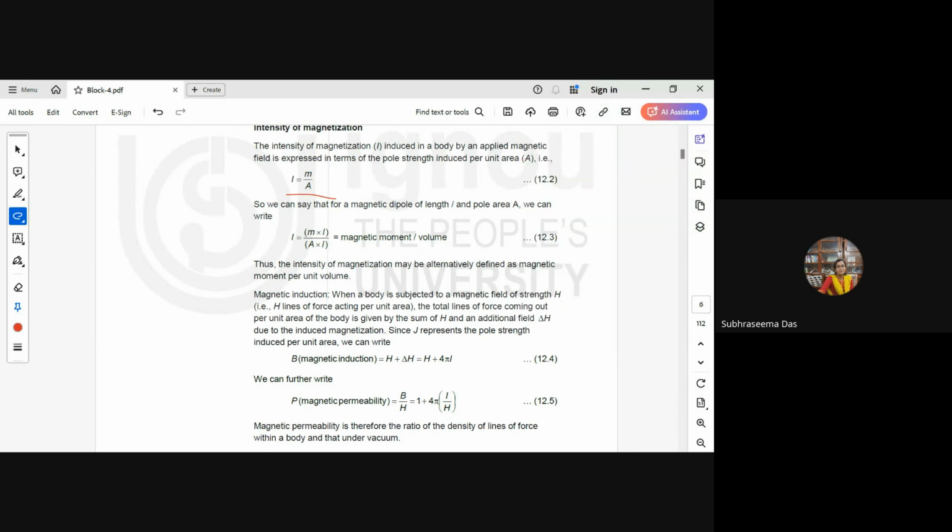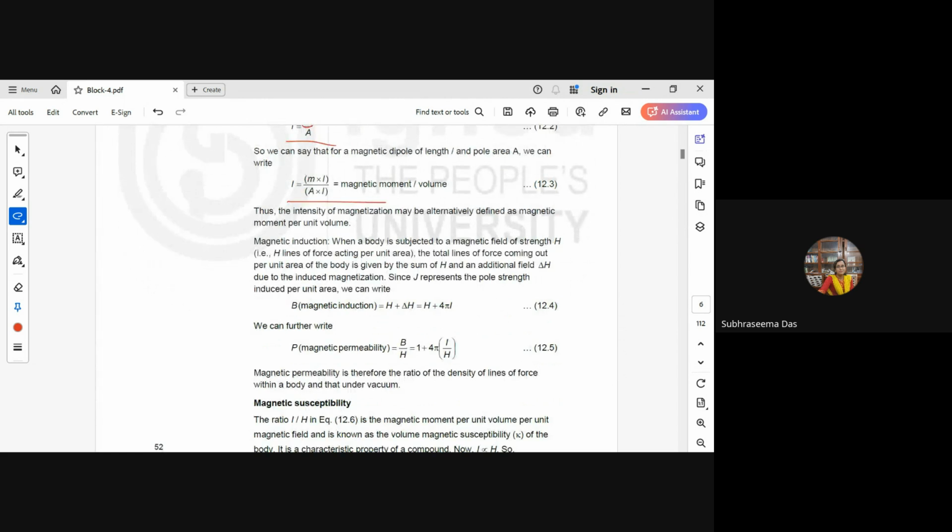The intensity is first given as m by a, where m represents the pole strength and a represents the unit area on which the magnet works. In other words, the intensity of magnetization is equal to magnetic moment by volume. So, in simpler terms, we define the intensity of magnetization as the magnetic moment per unit volume of a substance, and it is represented by I.